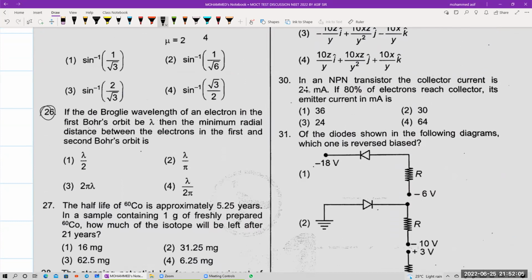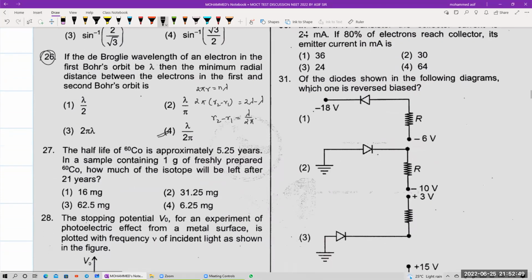Question number 26. If the de Broglie wavelength for an electron in the first Bohr's orbit is lambda, then the minimum radial distance between the electrons in the first and the second Bohr orbit will be equal to how much? Anyone can give me the answer for this one, beta? Direct question. The de Broglie wavelength of an electron in the first Bohr's orbit is lambda, that is, 2 pi r is equals to n lambda. That means this becomes 2 pi into (r2 minus r1); for minimum it is asking, so 2 lambda minus lambda. So r2 minus r1 will be equal to lambda by 2 pi, lambda by 2 pi, that means the fourth option will be the answer.